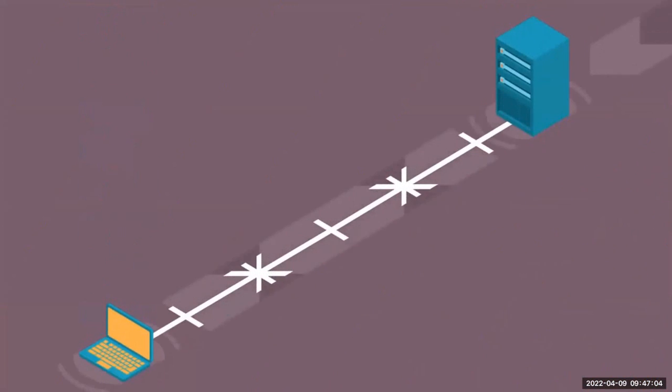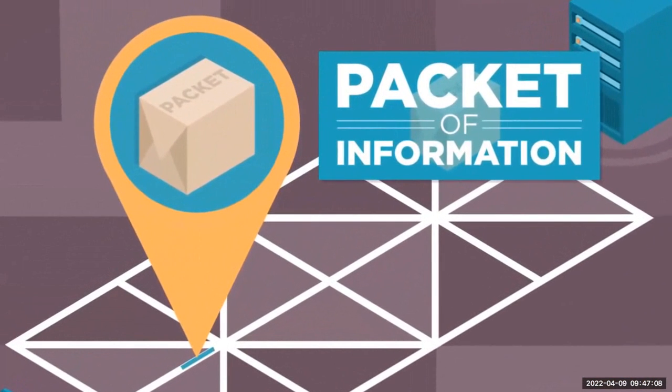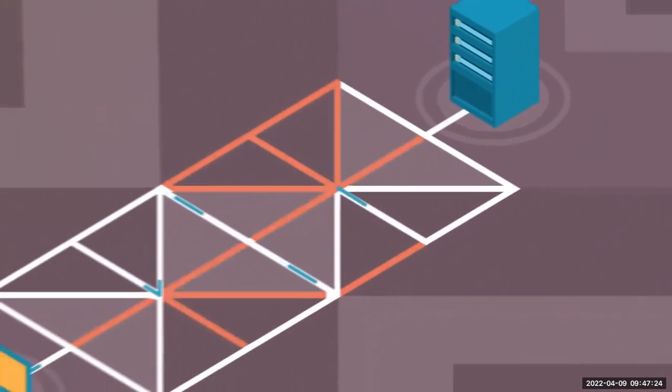Information on the internet goes from one computer to another in what we call a packet of information. And a packet travels from one place to another on the internet a lot like how you might get from one place to another in a car. Depending on traffic congestion or road conditions, you might choose or be forced to take a different route to get to the same place each time you travel.